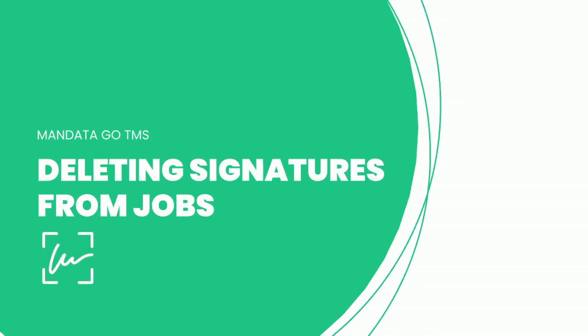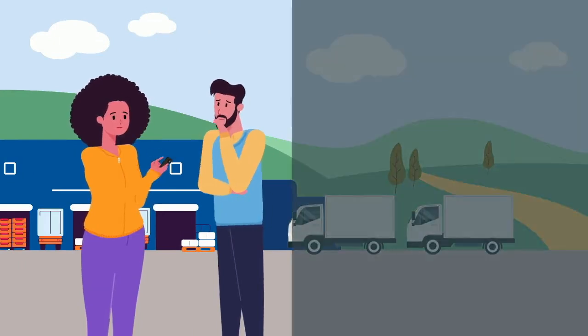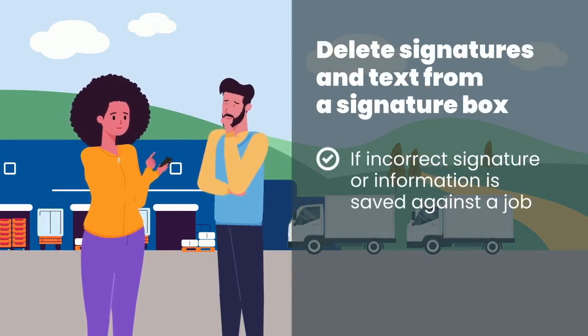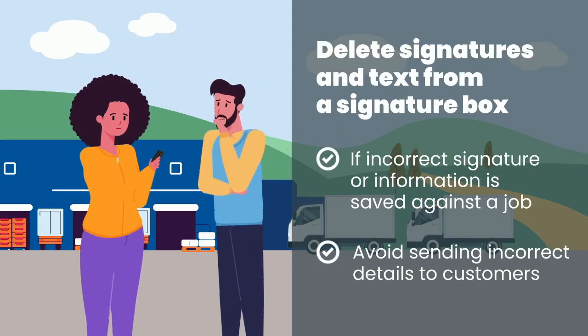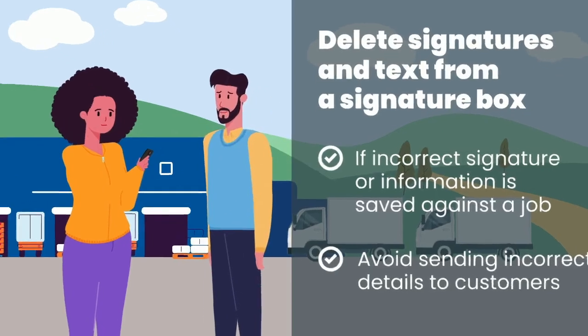It's now possible to delete signatures from jobs within the TMS, giving you greater flexibility to deal with any issues that may arise during the signature capture process. This action is useful if your driver ever collects a signature against the wrong job record, or in some cases if something inappropriate has been written in the signature box without the driver realising, and you don't want to send this signature to your customer on printed paperwork.